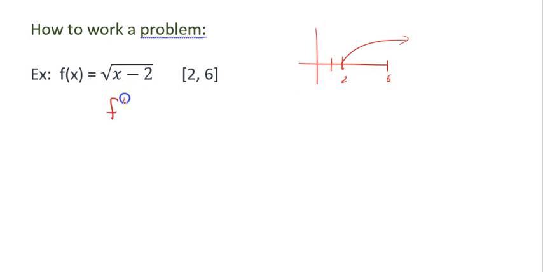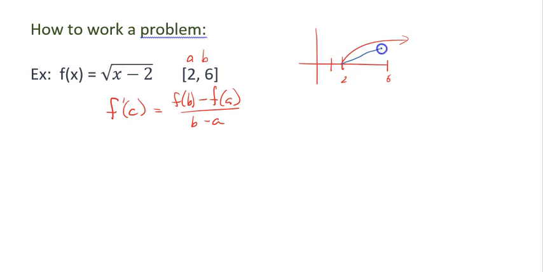Go back to that formal definition. F prime of c equals f of b minus f of a over b minus a. The c is what you're trying to find. You're trying to find the point, the x value, where the tangent line slope is going to equal this slope. Your a is your 2 and your b is your 6.